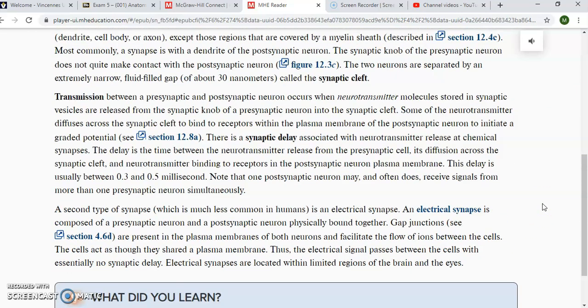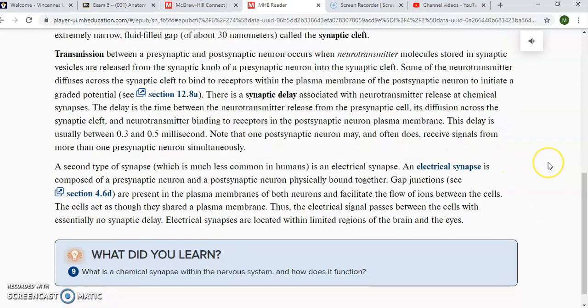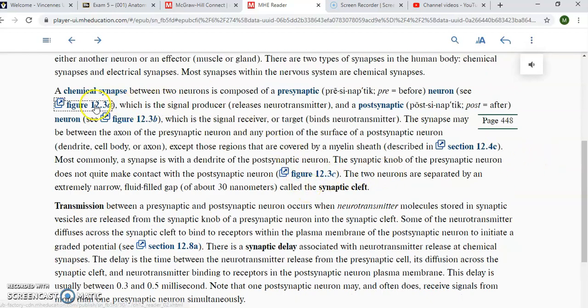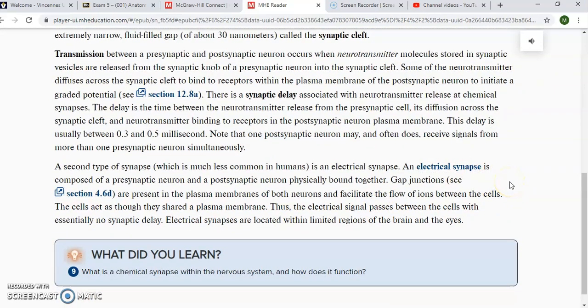But we do have a second type of synapse. It's called an electrical synapse. This is where the two neurons are actually physically bound together. Remember that with a chemical synapse, the two neurons aren't physically bound together. There's a little cleft or space between those two cells where they communicate with each other. With this one, they're actually physically bound together. So any electrical signal that's coming down the first neuron is going to be transferred directly to the second neuron. So they are going to communicate that way.